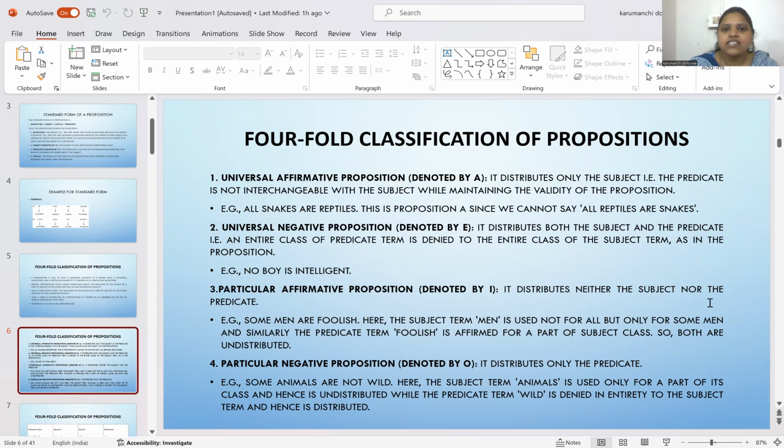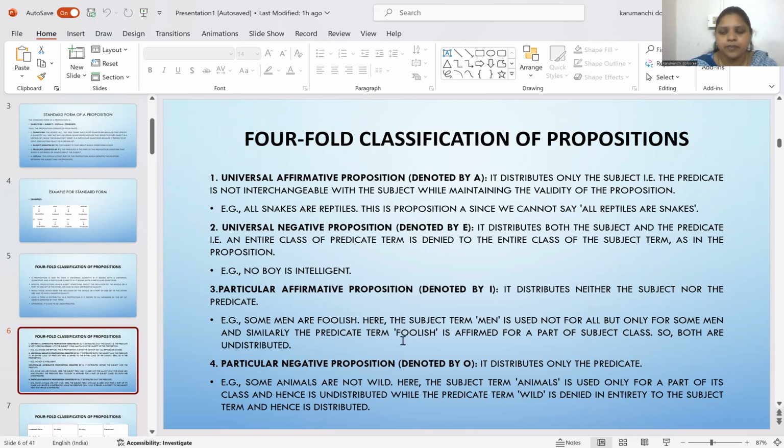And the second one is the universal negative proposition. It is denoted by E. It distributes both the subject and the predicate. That is, an entire class of the predicate term is denied, or the entire class of the subject term, in the proposition. For example, no boy is intelligent.